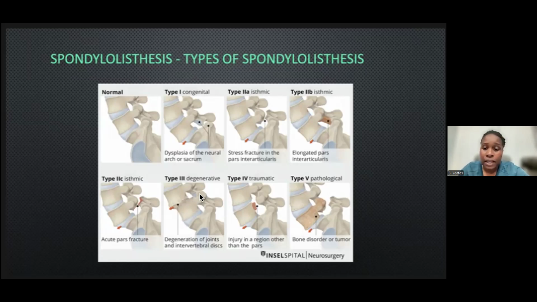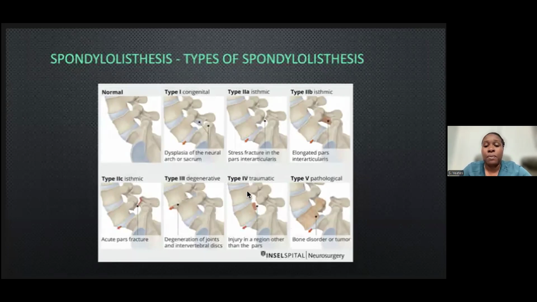You don't have a break in the pars. Interestingly, this was found in 5.8% of men and more in women at 9.1%. That was interesting for me. Then you have type 4, which is traumatic due to fractures, usually in areas other than the pars, and then 5, which is pathological. So that's where you have generalized or local bone disease, such as osteogenesis imperfecta.